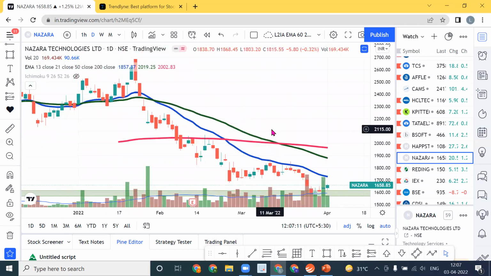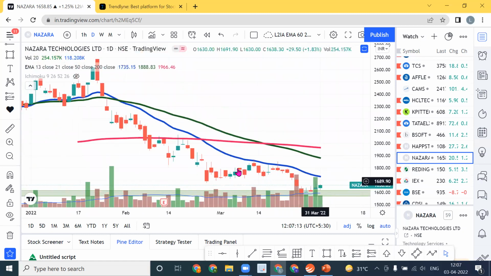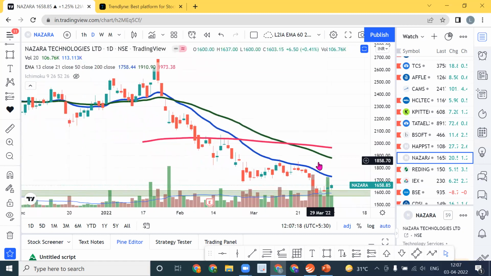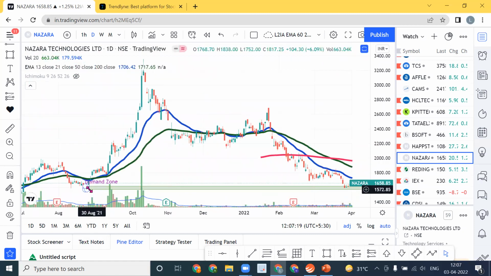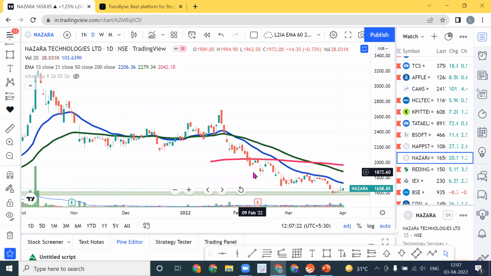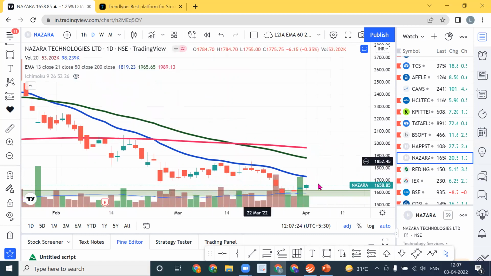So what is going to happen? The stock has come very near to its demand zone, the one which we drew just now. This is the one. Okay. The stock has fallen and has come down to its demand zone. So at this point, 1608, it may take a reversal, hit here and go up.